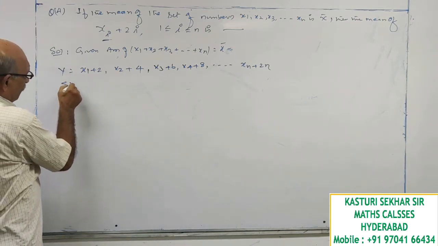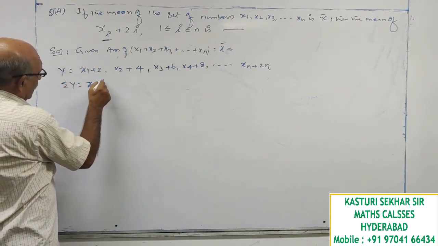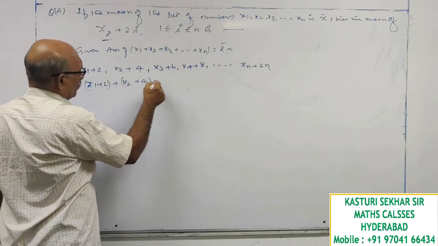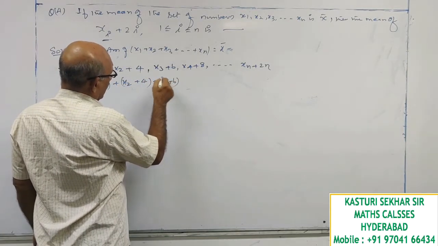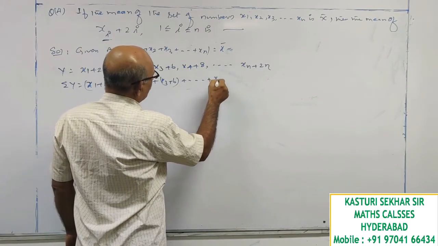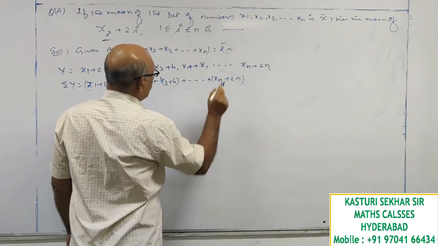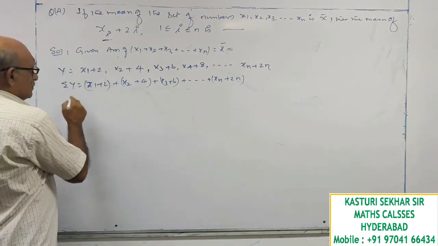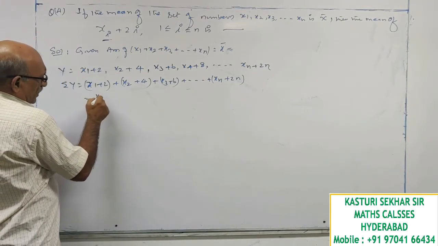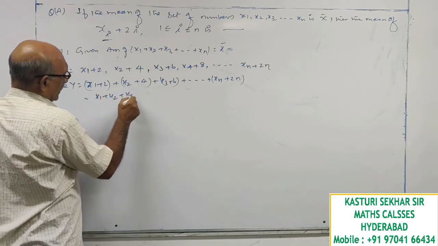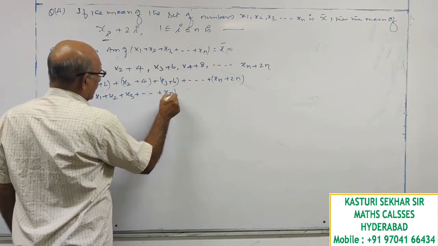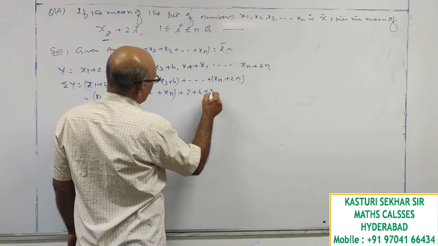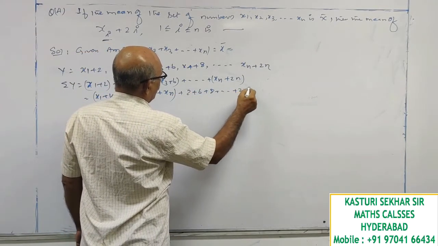Now summation of y is equal to x1 plus 2, x2 plus 4, x3 plus 6, plus xn plus 2n. So this is x1 plus x2 plus x3 plus etc plus xn, all the first terms in one bracket, plus 2n.